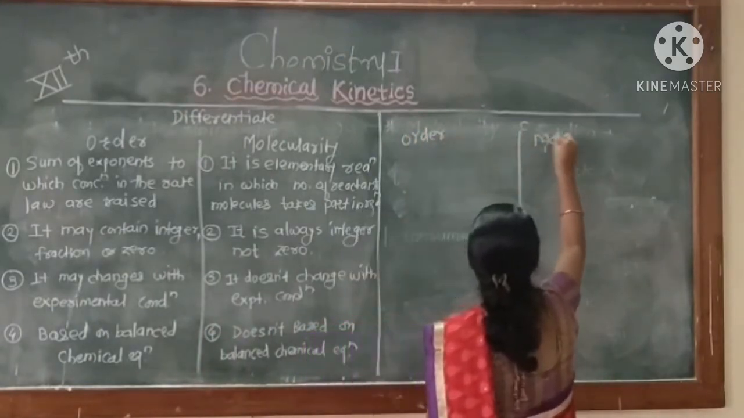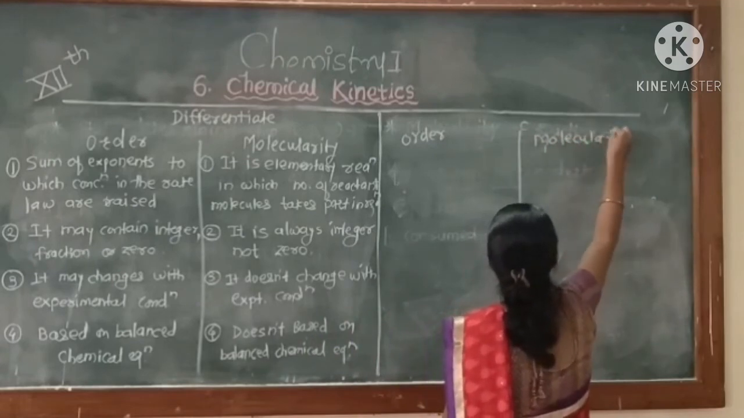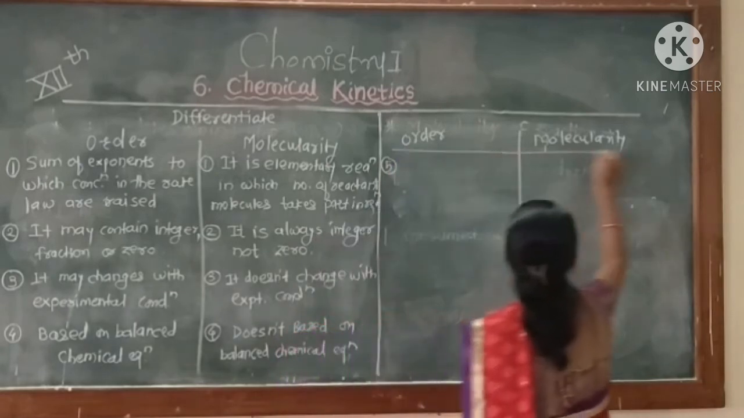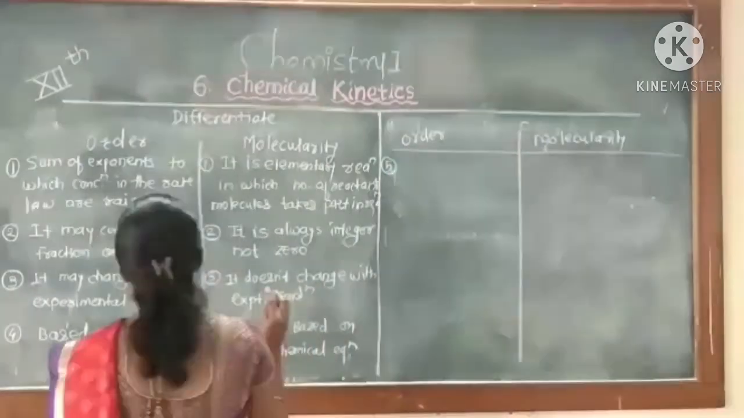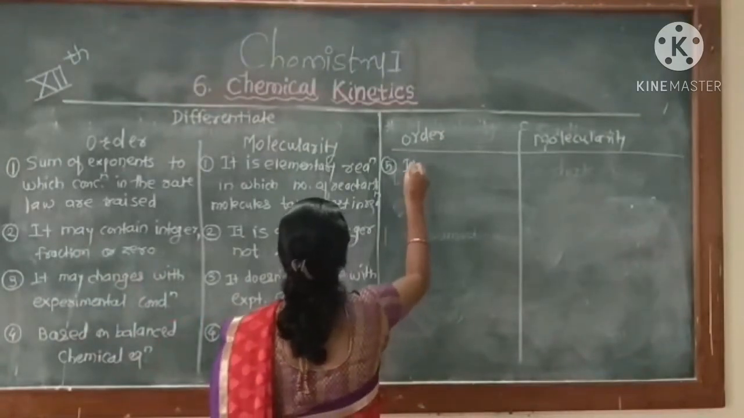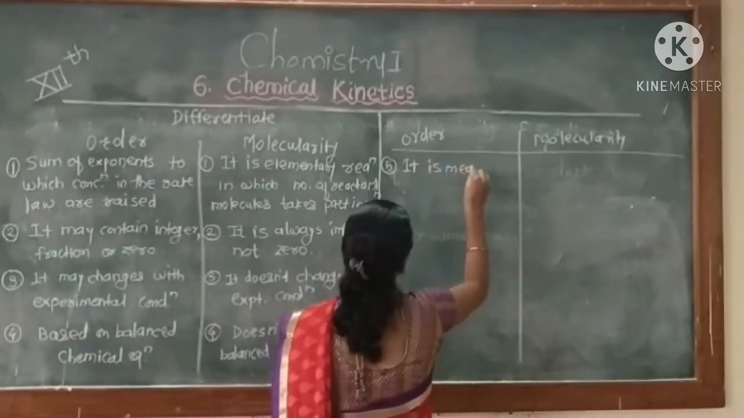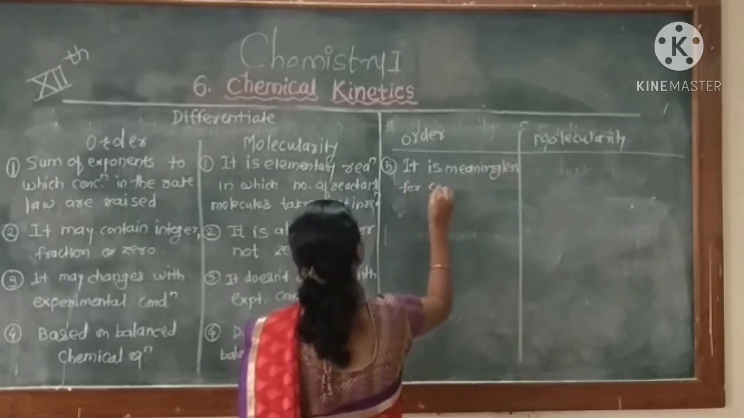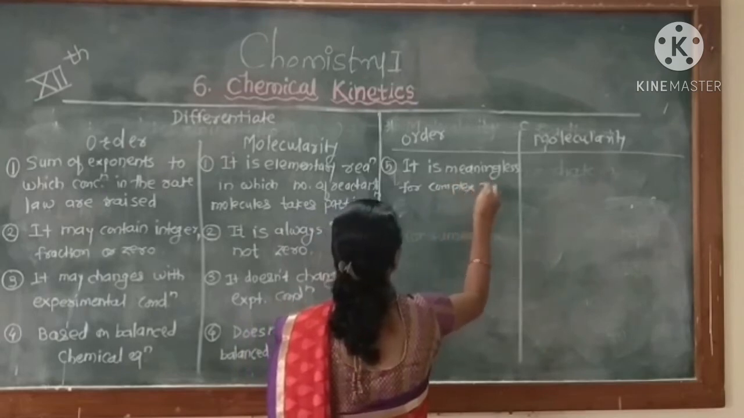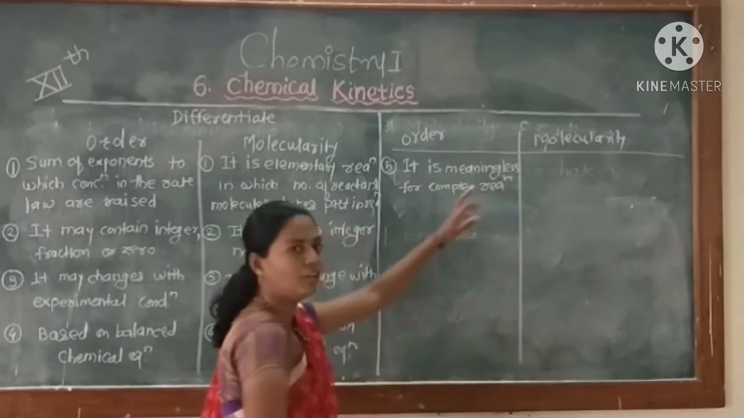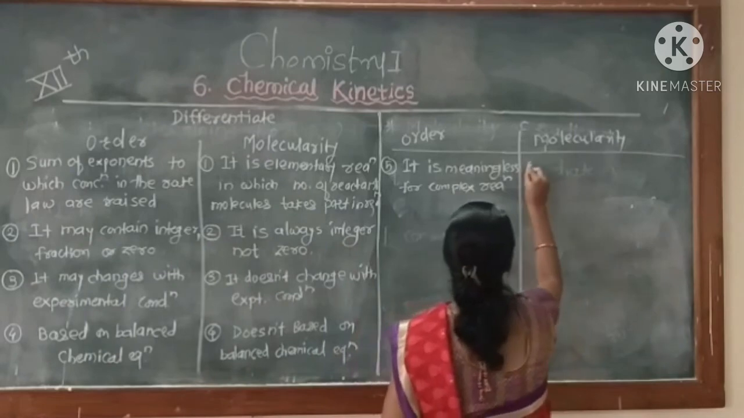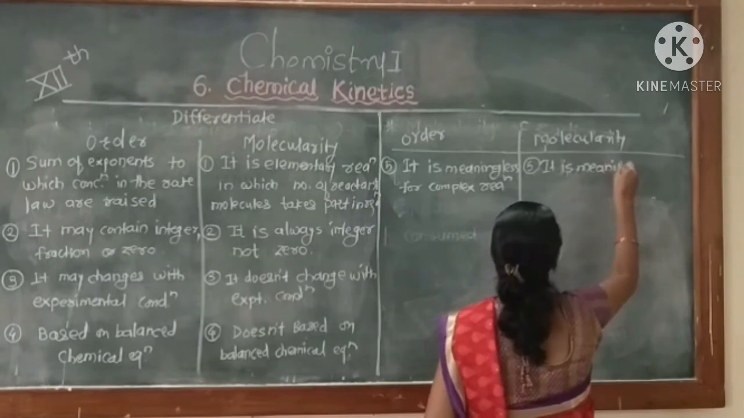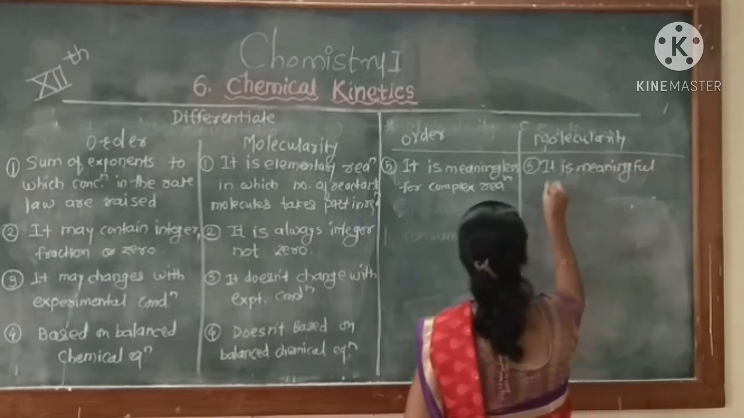The fifth point of difference is that order is meaningless for complex reactions, and molecularity is meaningful for complex reactions.